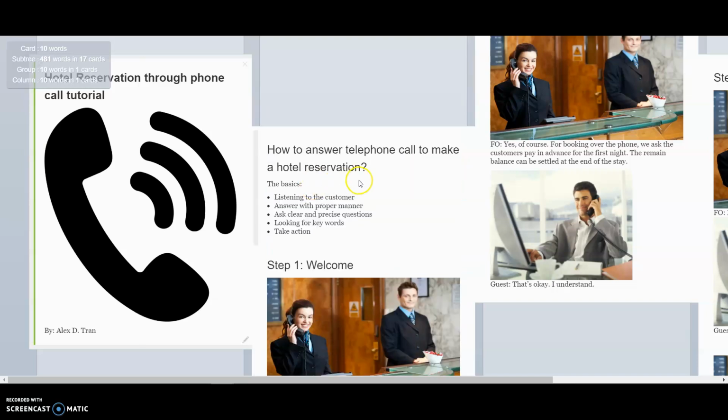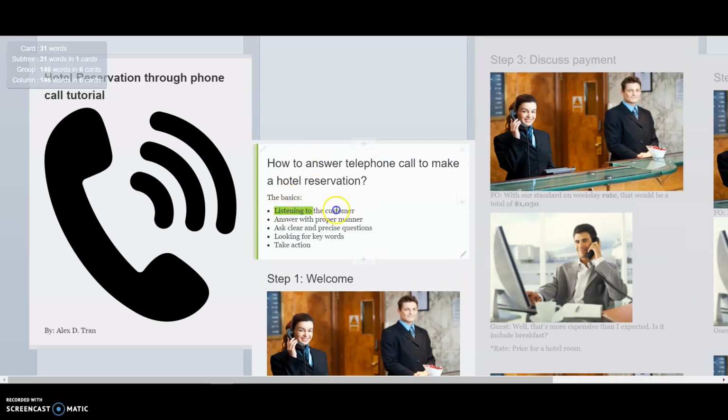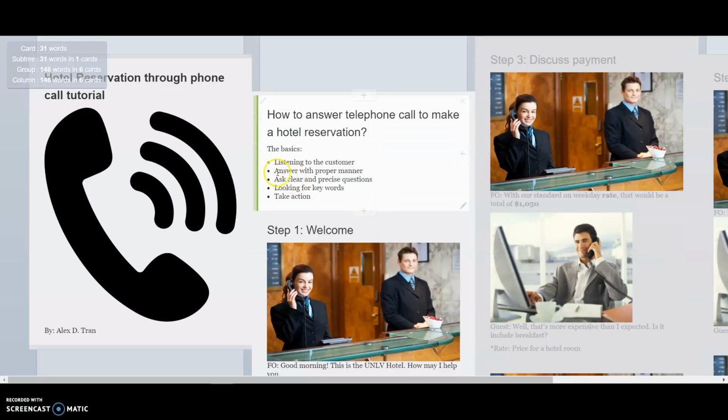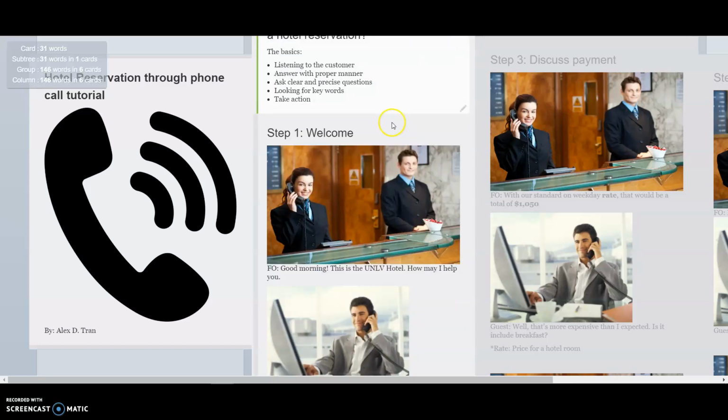Now, before we begin, there are a few key points I want you to pay attention to and remember. First, when a customer calls, you should listen to the customer carefully and then answer them in a proper manner. Be patient and precise, ask clear and precise questions, and stay focused. Also look for the keywords, and finally take action. Now I will explain this further once we begin.